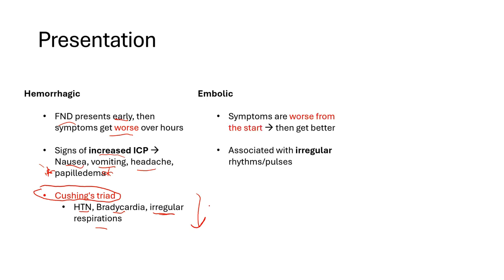Embolic, on the other hand, is typically symptoms are worse from the start and then they get better. Embolic strokes are caused by some sort of thrombus or vegetation that knocks off of somewhere else in the body and then travels and causes an occlusion. This typically gets better because the body's fibrinolytic system helps break down this clot. This is highly associated with irregular rhythms and pulses. Be sure to be on the lookout for this on exam day.